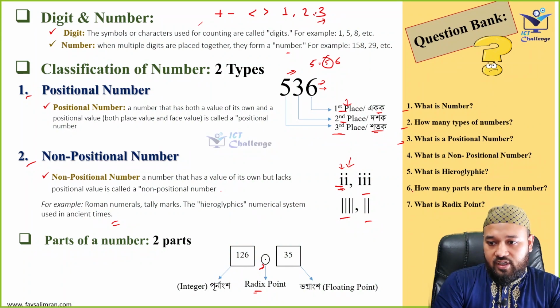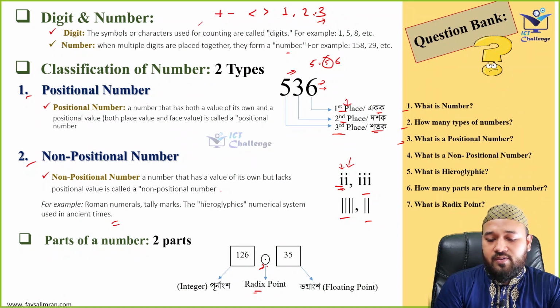What is hieroglyphic? How many parts are there in a number? What is the radix point? Radix point is a divider of integer and floating number.